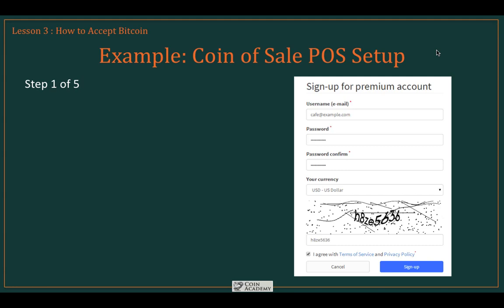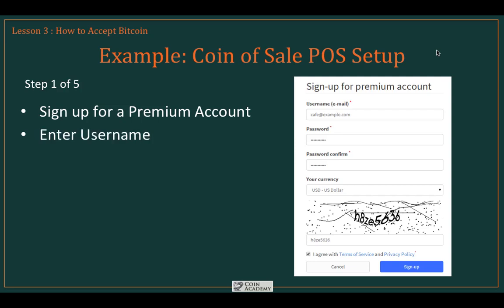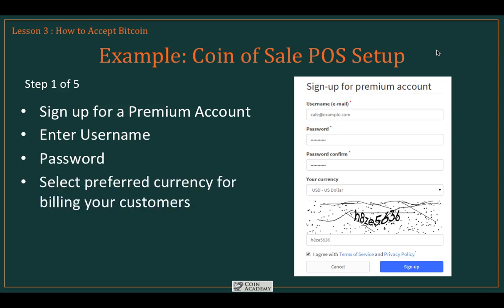It's just dead simple. First thing you need to do is go to the point of sale website, click the link to sign up for a premium account, and you'll get a form like you see on the right. Create your username, enter your password, enter it again to confirm it, select the currency that you want to use to bill your customers, then enter that little code on the screen, click the I agree with the terms of service and privacy policy, click the sign up button, and you're done. That's it. Now you just simply need to go in and start customizing the point of sale merchant interface.